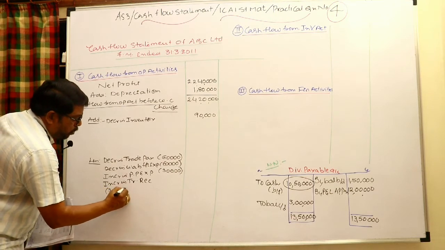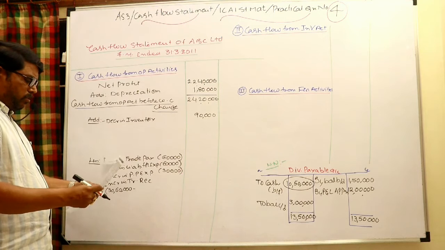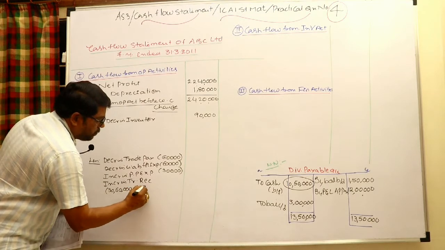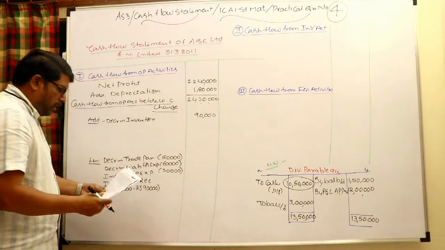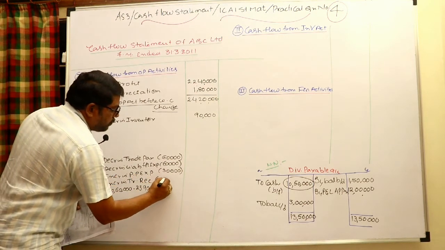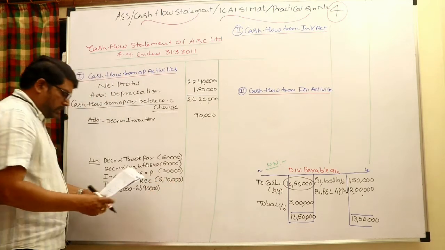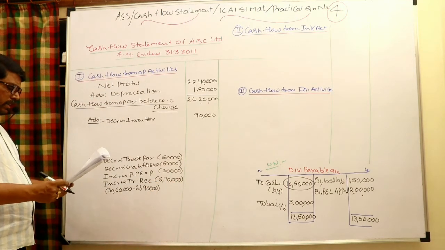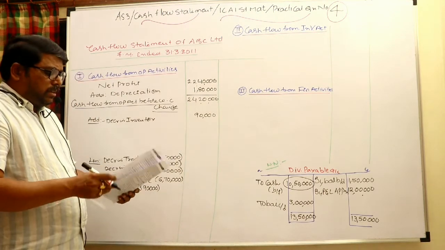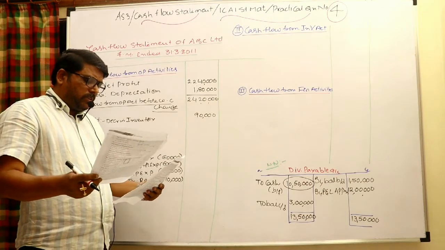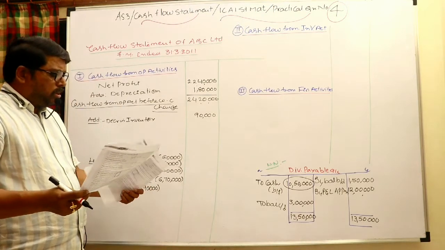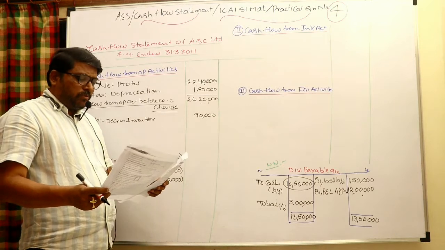Closing debtors, if you add back the bad debts, should be compared with opening debtors, the opening trade receivable, 23 lakh 90,000. The difference is 6 lakh 70,000. Even the closing provision for bad debts has increased: opening provision for bad debt 1 lakh 50,000, closing 1 lakh 90,000. But because bad debts are adjusted to the provision, 2 lakh 30,000 should be added, otherwise it would be 4 lakh 20,000.